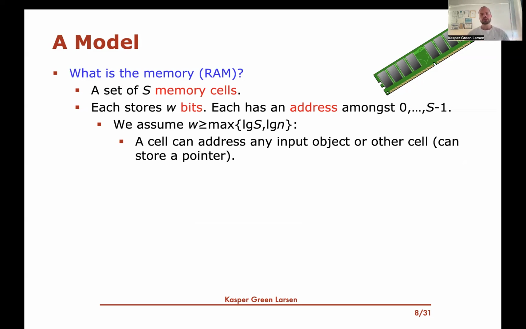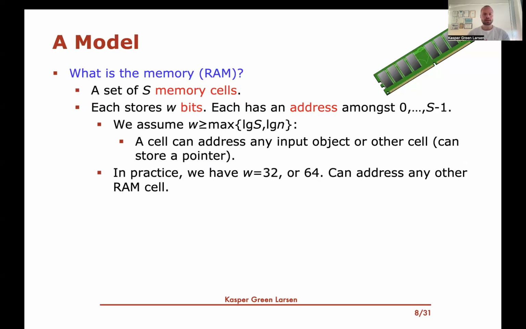And also, we assume that a memory cell can store the address of any other memory cell, which basically means it can store a pointer. So that's why we need log S bits. This also matches with practice, where most computers today have 64 bits in their memory cells, and maybe 10 years ago they had 32 bits. And this also allows them to store the address of any other memory cell.